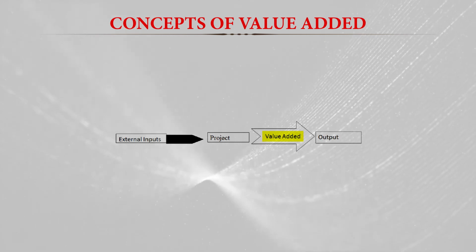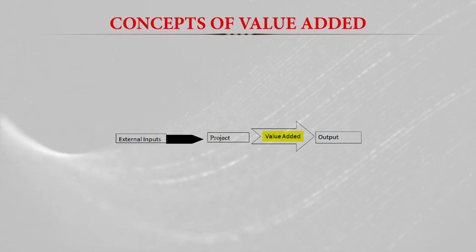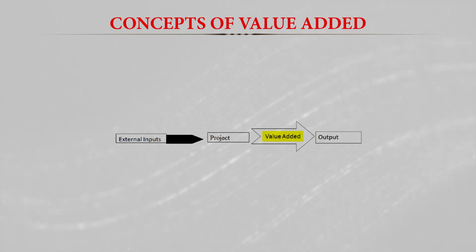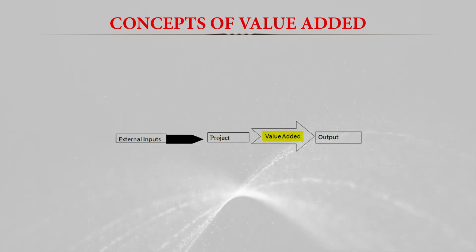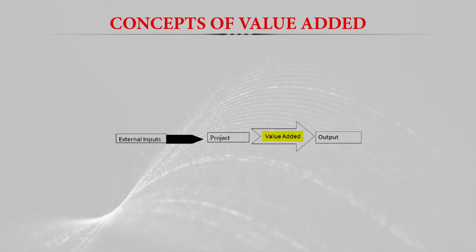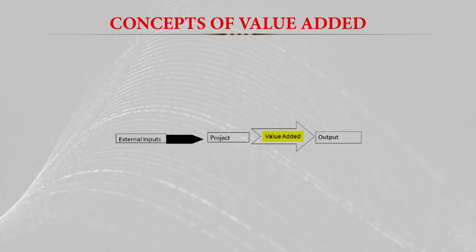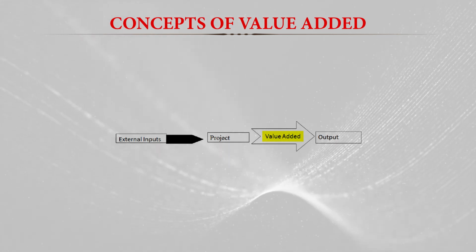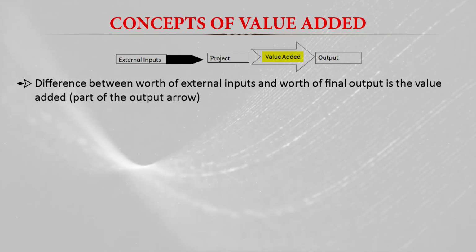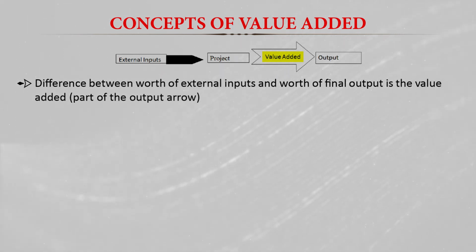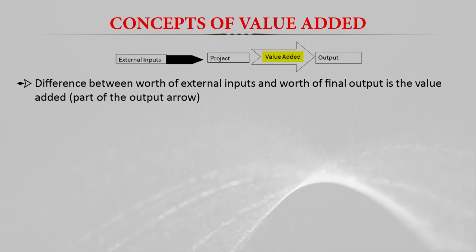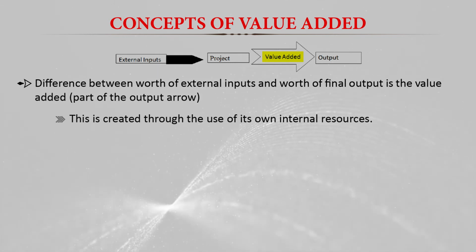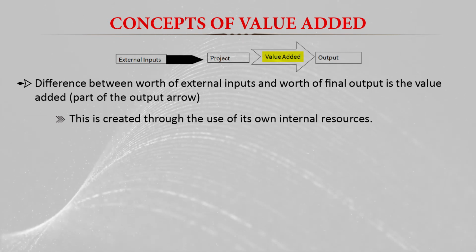Here we can understand the concept of value added: in the project we are purchasing, taking some external input, and in the production process we add some value, and then we have some output. So here, in yellow color, is the value added. The value addition or increase in production due to that project activity is basically the value added from the project. It is basically the difference between the worth of the external inputs and the worth of the final output. That is shown as the part of the output arrow here, and this is created through the use of its own internal resources.